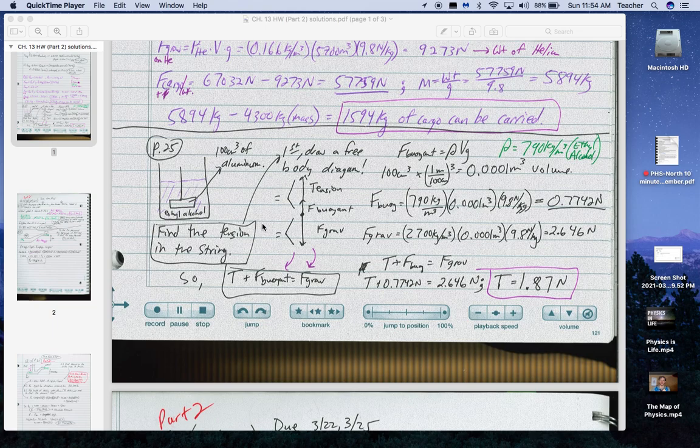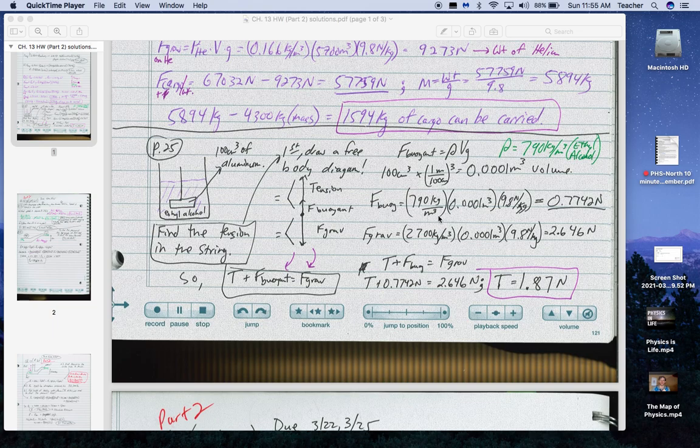So I'm changing this free body diagram into this equation. Well, how do I find the buoyant force? It's rho times V times g, V being the volume of liquid that's displaced. We were told that it's 100 cubic centimeters, but I want to convert that to cubic meters. It's not as simple as you think. It's not just moving the decimal over two places because we're talking about cubic measurement. So that is 0.0001 cubic meters of volume.